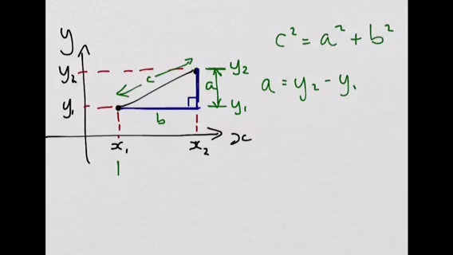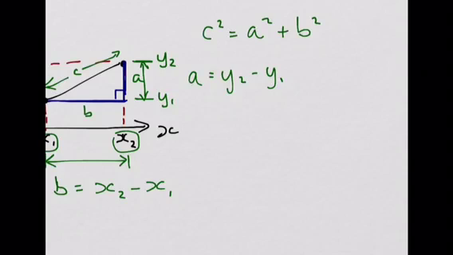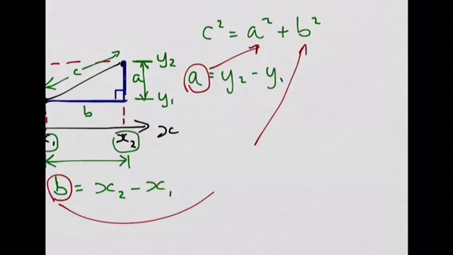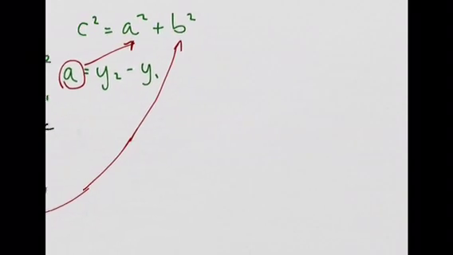Now B, we have a length across the bottom here. And as you can see, we've got x2 and x1 for our two ends of B. So B is equal to x2 minus x1. Now, if we take these values, A is equal to y2 minus y1, we can substitute that into our Pythagoras. And B is equal to x2 minus x1, we can substitute that into our Pythagoras as well. What happens if we do that?